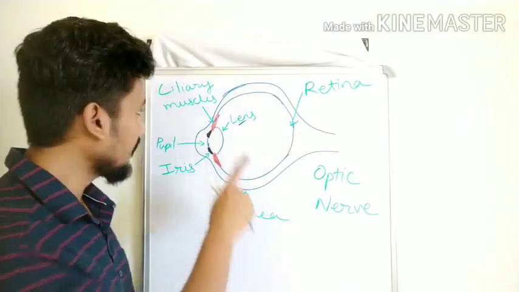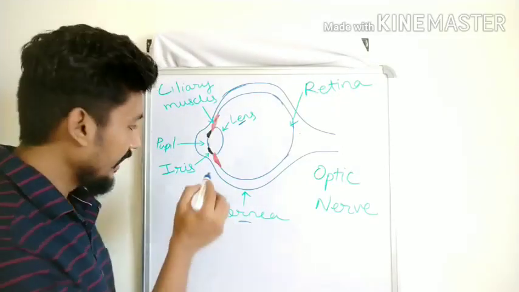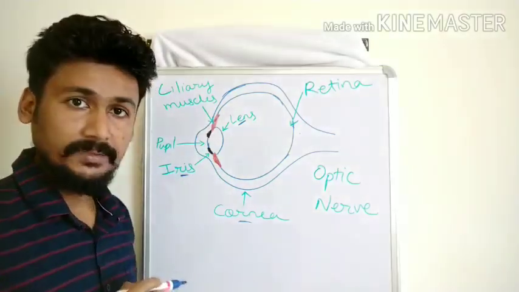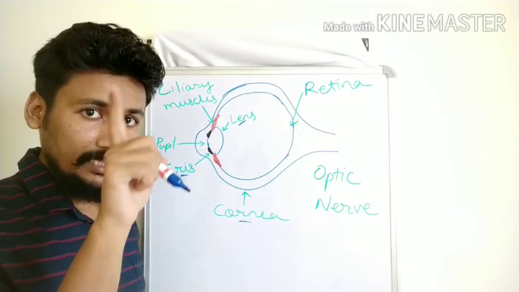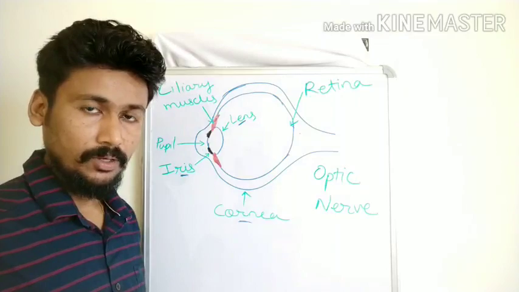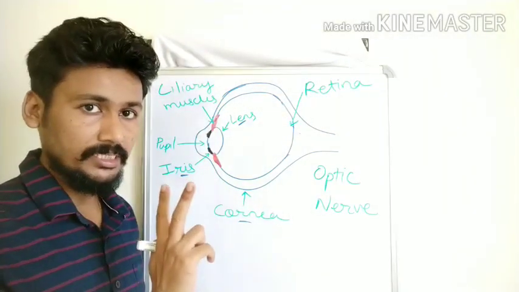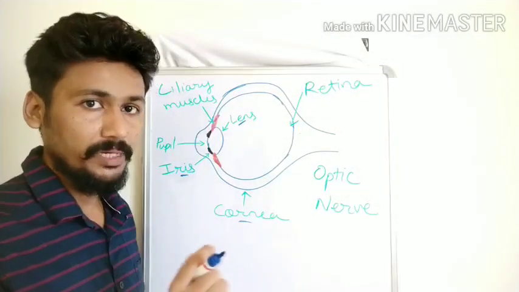Okay, and that task is done by the ciliary muscles. Okay, next you will see here in black that I have shown is something called the iris. So if you see your eye, the color that you see is given by the iris. So iris is basic. The function of iris is two things. There is an opening in the iris and that opening is called the pupil.